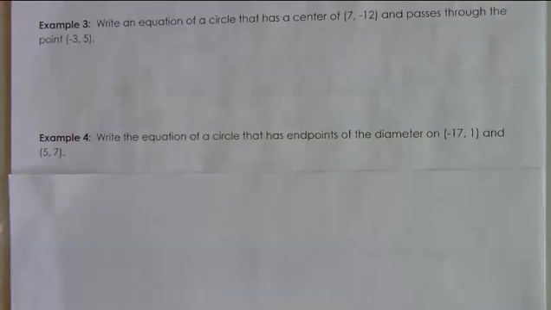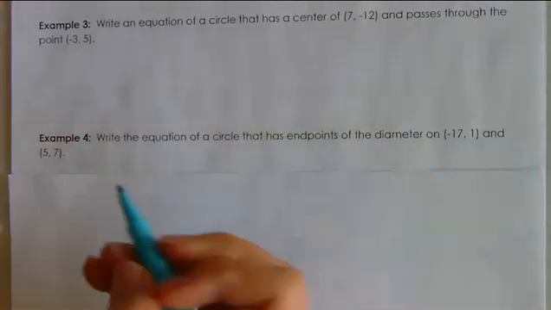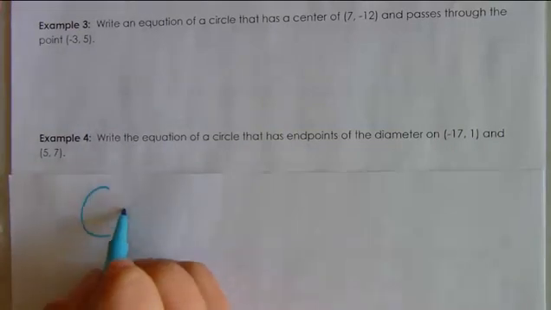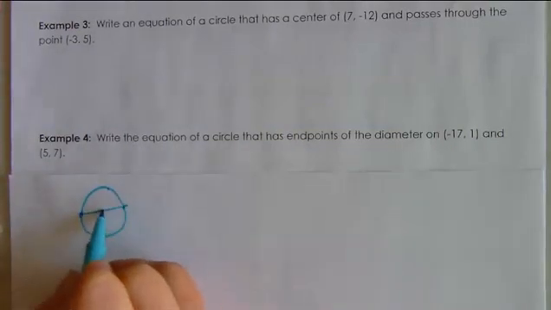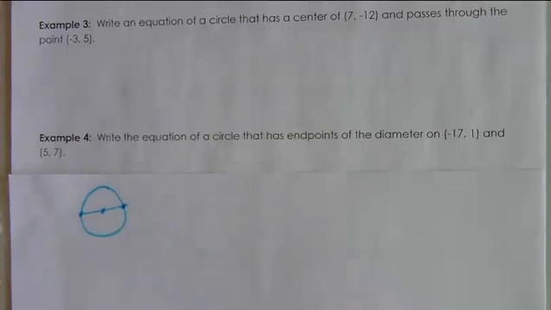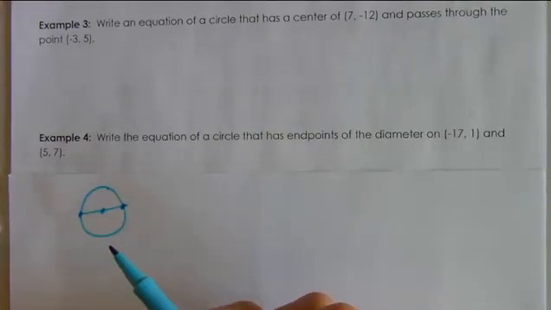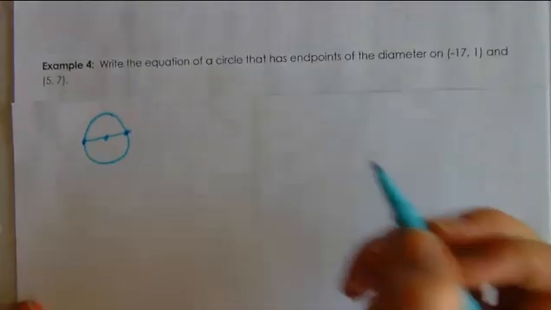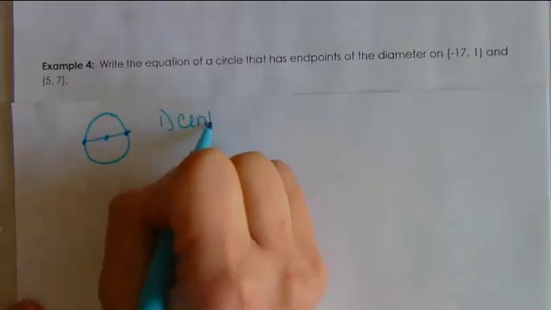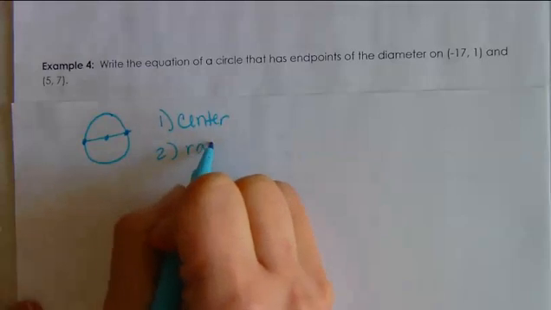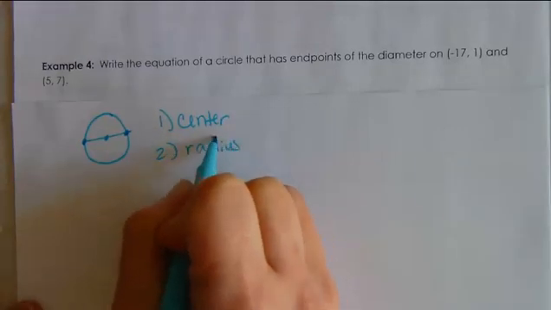Write the equation of a circle that has endpoints of the diameter on these 2 points. So you've got to think about what we're given. Okay, we're given the diameter, and we know that the diameter is twice as big as the radius. So if I have these endpoints of my diameter, I have to first find my center. Remember, in order to write the equation of a circle, you need two things. You need your center, and you need your radius.